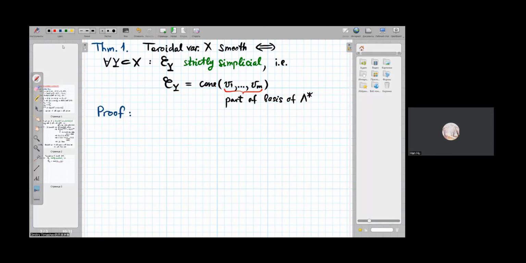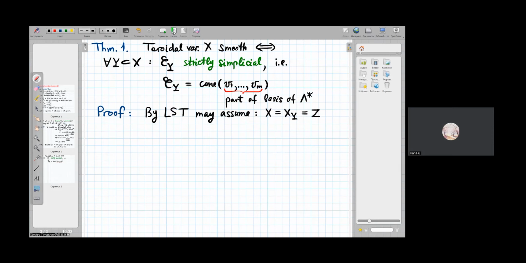So first, by the local structure theorem, we may assume that X is simple and even coincides with Z, because we are interested in smoothness, yeah?